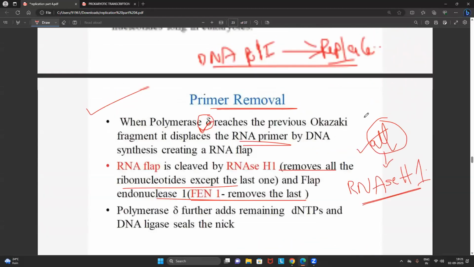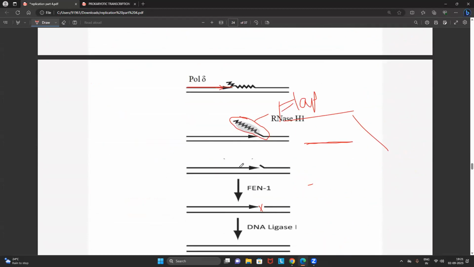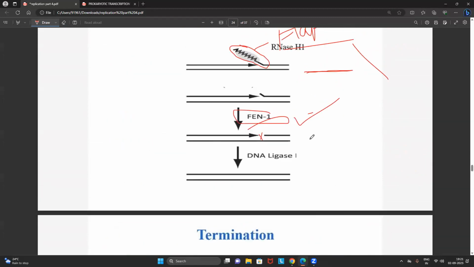Always remember, all the primers can be removed by RNase H1 except the last primer. The last primer can be removed by FEN1, flap endonuclease 1. So this is a simple elongation. Whether it is prokaryotic replication or eukaryotic replication, friends, the process of elongation is really easy. It is not at all a difficult process, right?